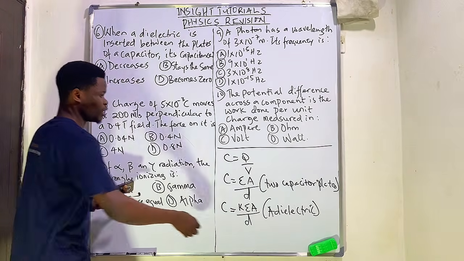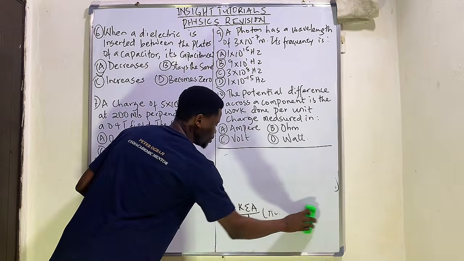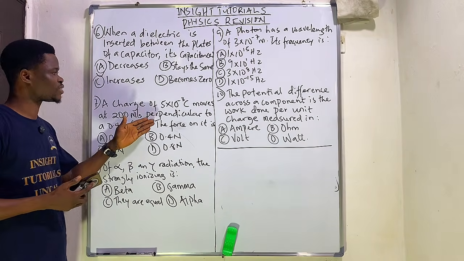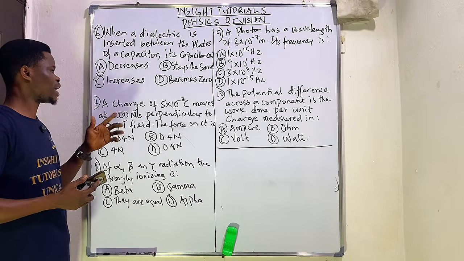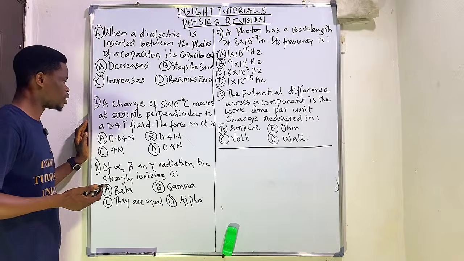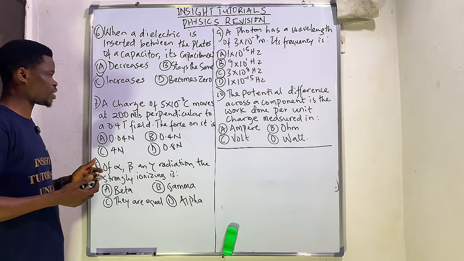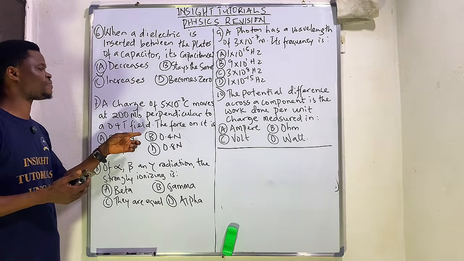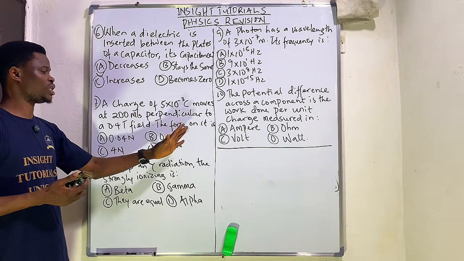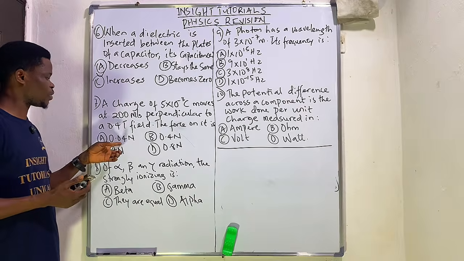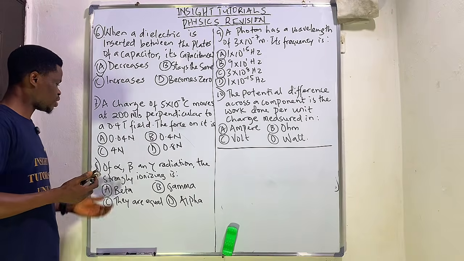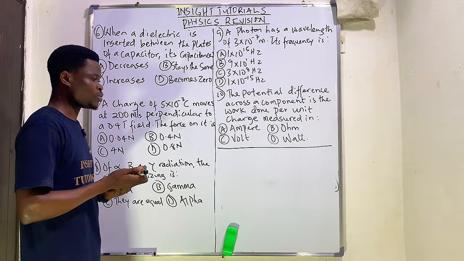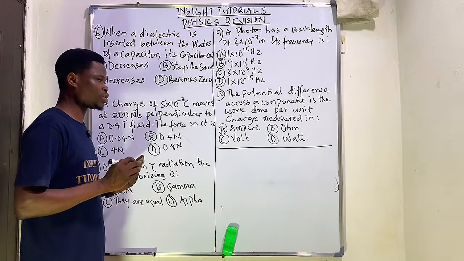Next question. I'll need to make a space here so that I'll be able to calculate the next question that follows. The next question says that a charge of 5 times 10 raised to the power of minus 3 coulomb moves at 200 meters per second perpendicular to a 0.4 Tesla field. The force on it is: A says 0.04 Newton, B says 0.4 Newton, C says 4 Newton, and D is 0.8 Newton. Now, you need to understand the keyword in this particular question.